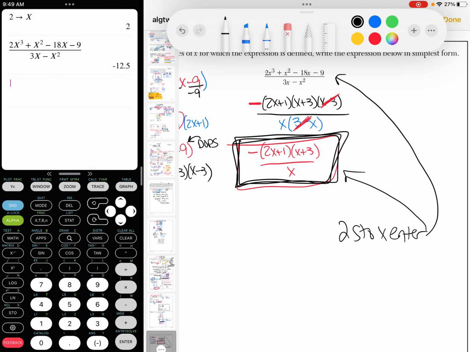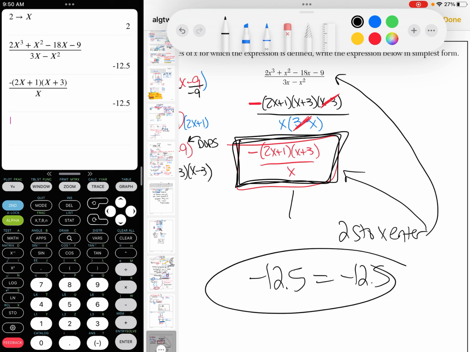So I hit enter, and again, this number doesn't matter. You're just trying to see if it's equal to what you got. So now I'm going to type in what I got, negative 2x plus 1, x plus 3 over x. And I got the same thing. So that tells you that what your answer was is equivalent to what you got.